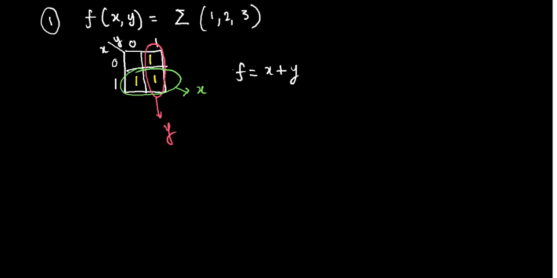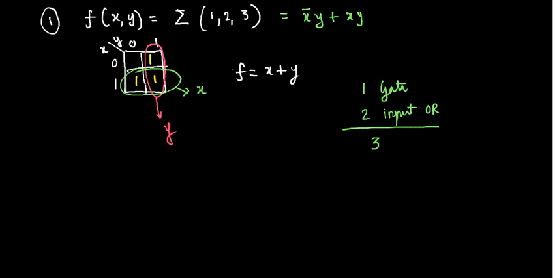3, right? I mean 1 gate and two inputs, right? 2 input OR gate. So the cost is 3, right? If we are calculating min terms here, what is 1 x? What is 2 here? What is 3 here? How much is the cost?